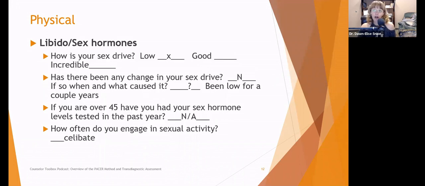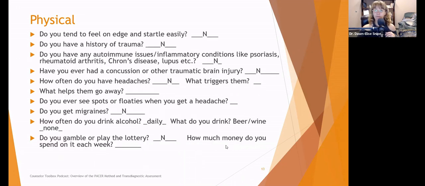Her sex drive is low. There hasn't been any change in her sex drive lately, and she reports that she is celibate by choice, not because she has no interest in sex, but she is celibate by choice. Okay. She reports no history of trauma, autoimmune issues, head injuries, seeing spots or floaties, migraines, any of that.